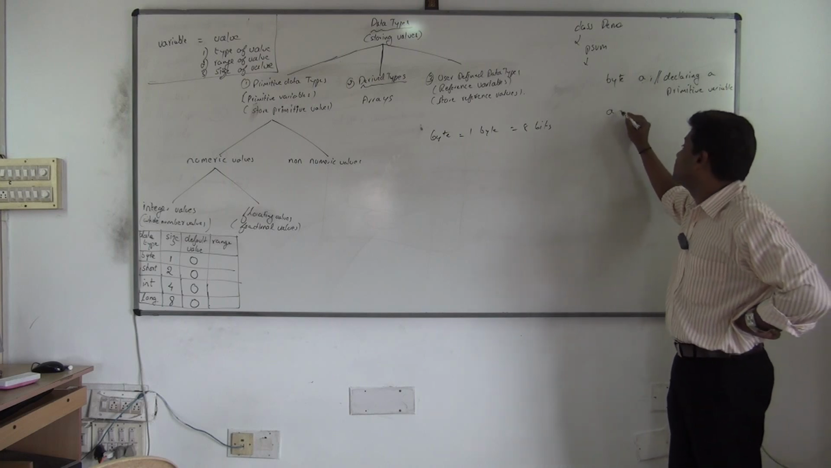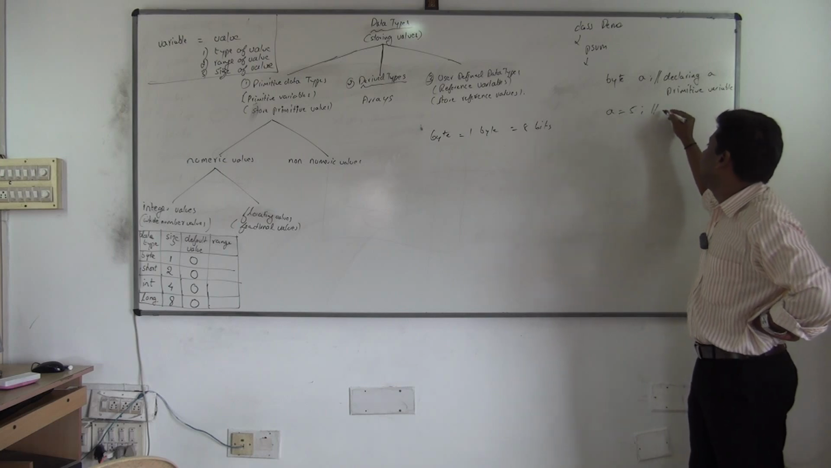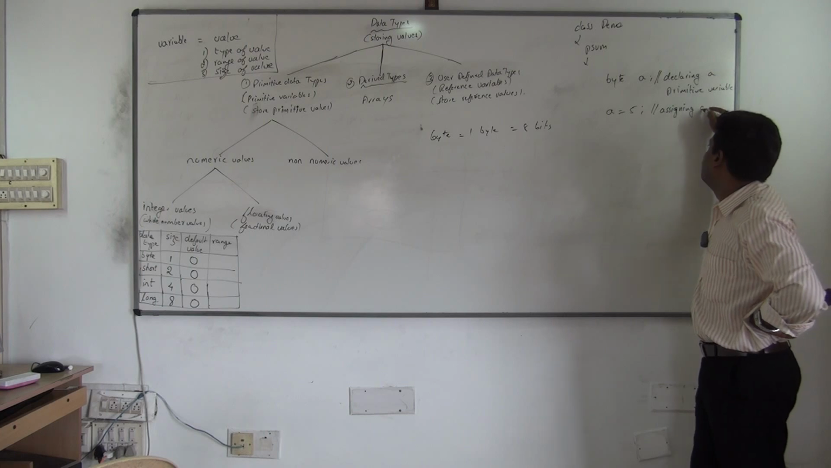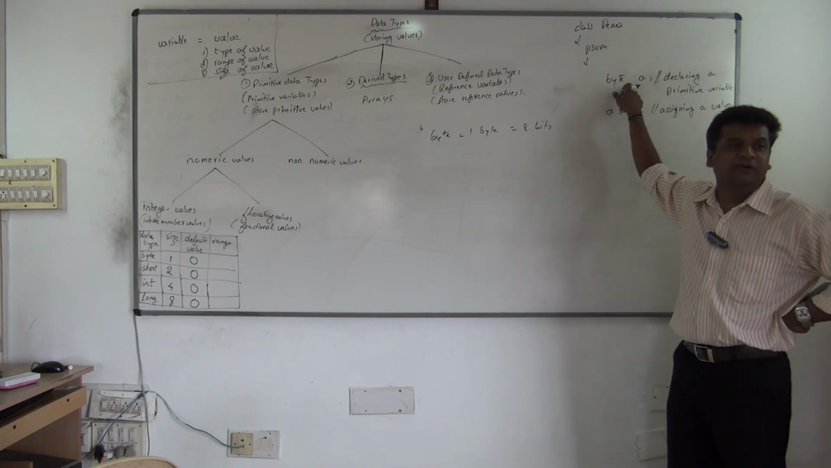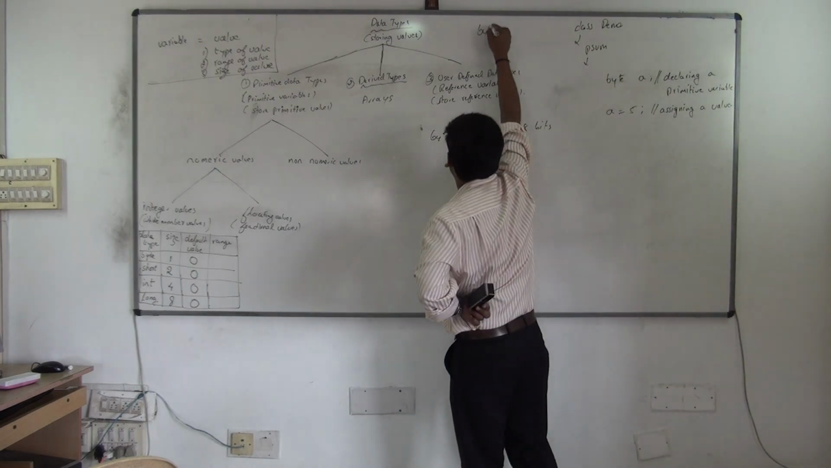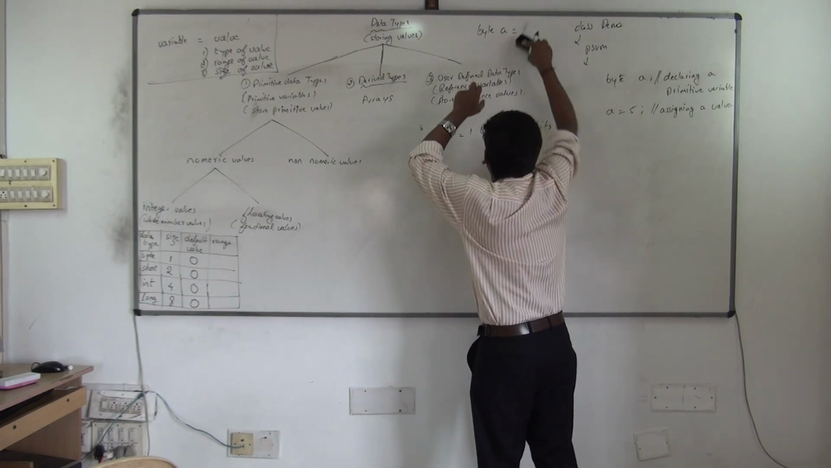Next, a is equal to 5. See, this was declaring a variable. What are you doing now? Assigning a value. So this is the syntax. If you want, you can write it in 2 lines. Or if you are interested, you can write it in a single line also. Byte a is equal to 5 can be written in a single line.